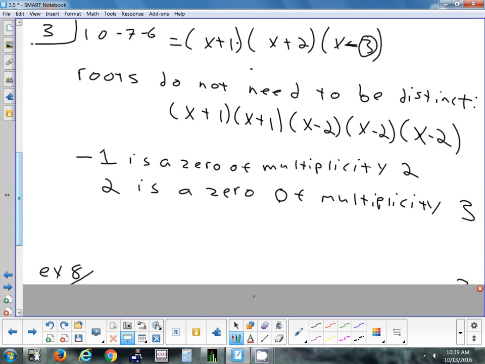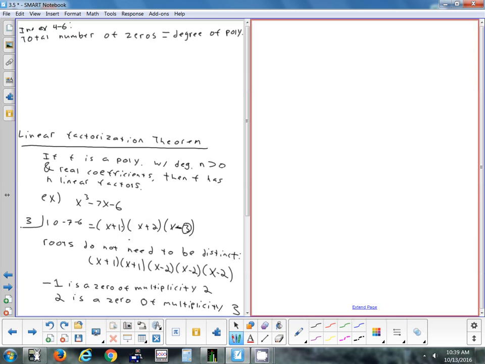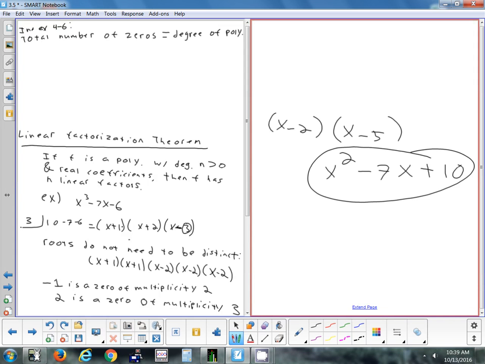All right, so very quickly, the last thing I want to mention, we're not doing example E, but something you need to know for the test tomorrow. If I told you 2 is a root, then what is a factor? X minus 2. If I told you 5 is a root, what's a factor? X minus 5. Okay, and now you could multiply these out and get something like that. There's a polynomial that I guarantee you would have roots of 2 and 5, as long as I did it right.